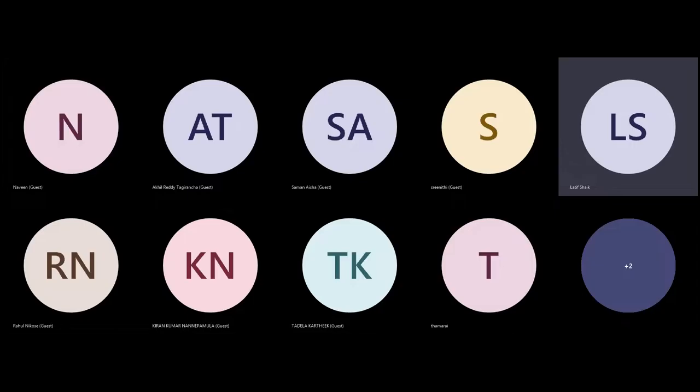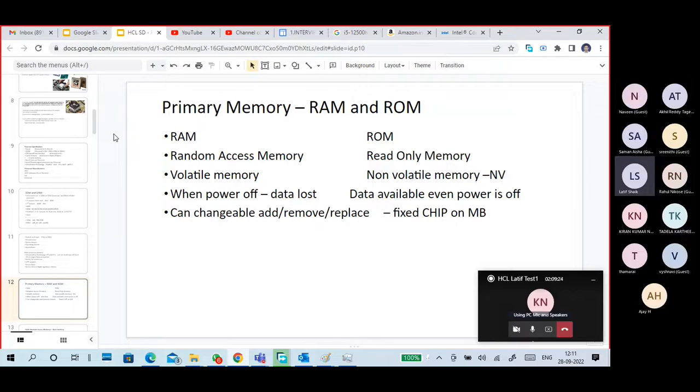Another primary component, like the CPU, is the primary memory. In memory there are two types: primary memory and secondary memory. Primary memories are RAM and ROM. RAM is the main memory.